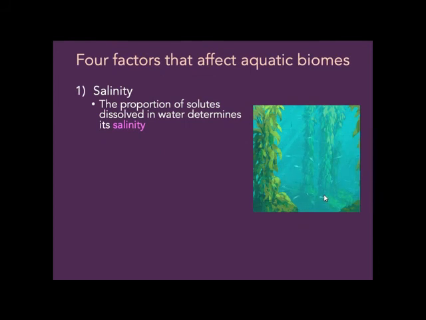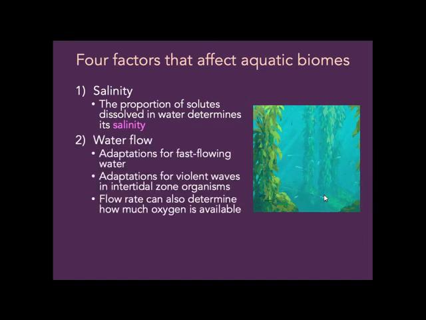All right, we're going to move now to talk a little bit about aquatic biomes. Okay, so we're moving from terrestrial to aquatic. And there are four major factors that we can kind of use to define aquatic biomes. The first one is salinity. So that's the proportion of solutes dissolved in water, right?